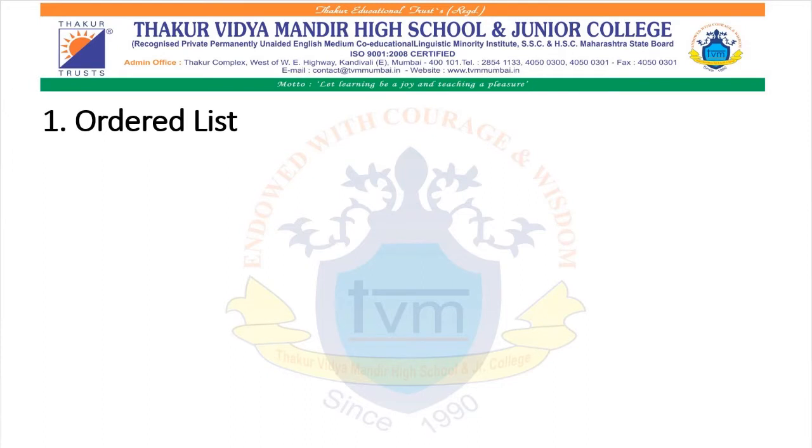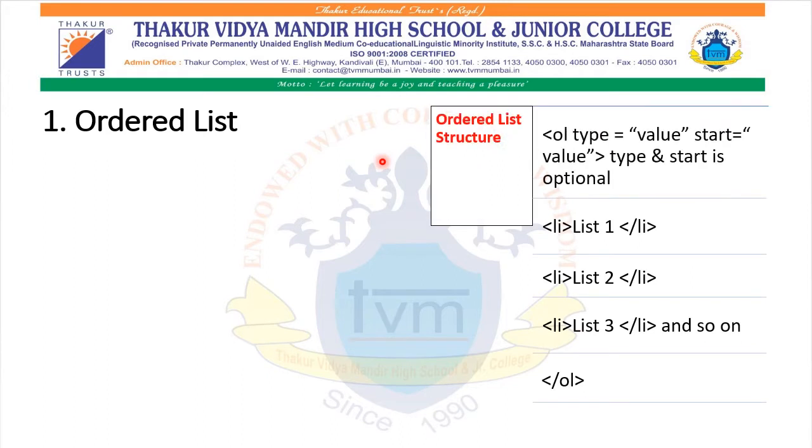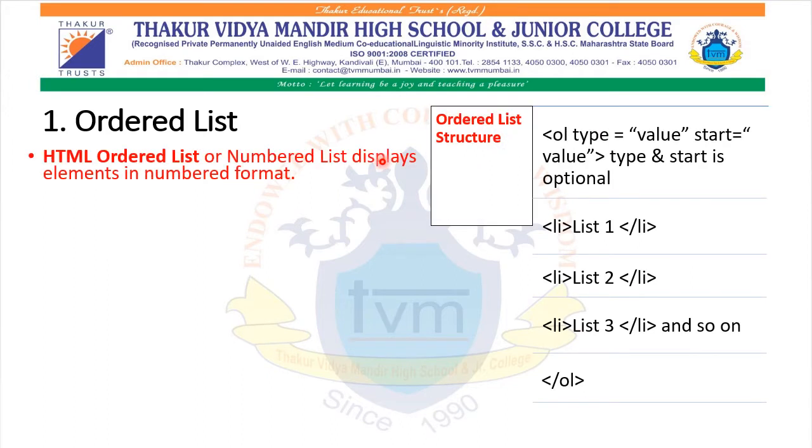Just as in school, each class has roll numbers given to the students, as it is important to identify them. The order of the list items is specified and cannot change. It is also called a number list. Does an HTML ordered list or number list display elements in numbered format?